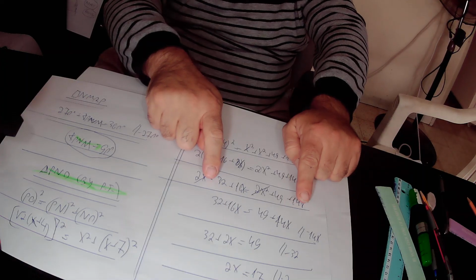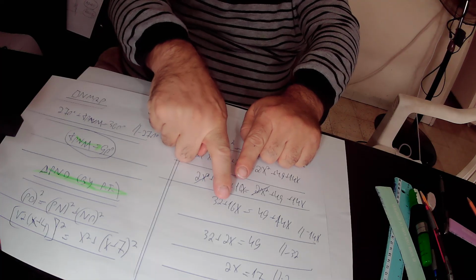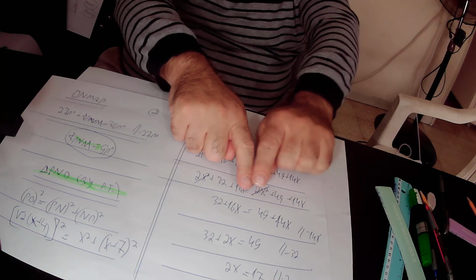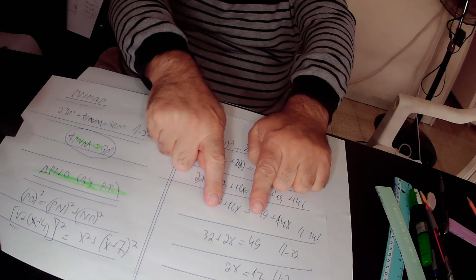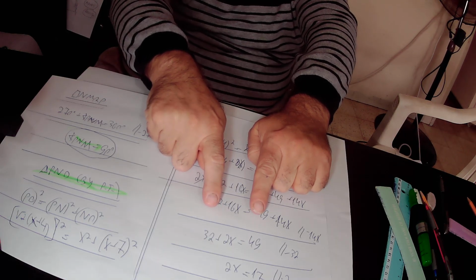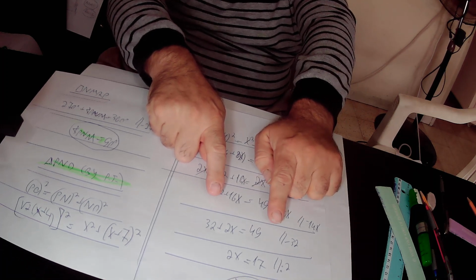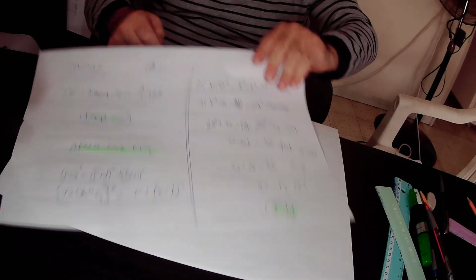Here we subtract 14x from this equation, and finally find that 16x minus 14x is 2x, and 14x minus 14x is 0. So in total, we found that 32 plus 2x equals 49. Here we subtract 32 from this equation, and finally find that 2x equals 49 minus 32, which is 17. So 2x equals 17. Here we divide this equation by 2, and finally find that x equals 17 halves.